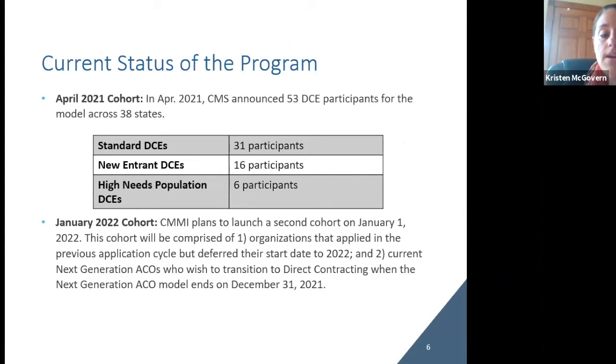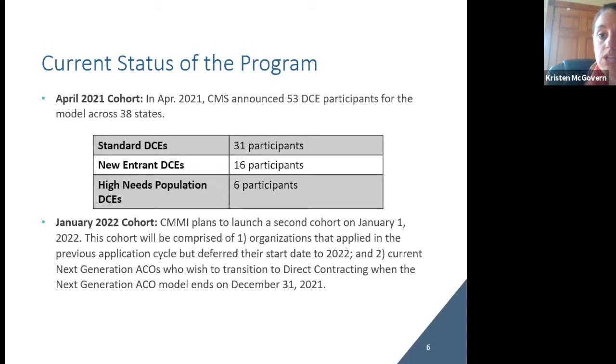You can see here the various DCE types. Overwhelmingly, most of the participants in the first cohort are standard DCEs, which means that they have experience working with the traditional fee-for-service population in the past. There are several, as you can see here, new entrants, which means that, again, they're switching. They don't have that historical fee-for-service experience, but they have provided care to other types of patients. And then you've got the high needs population DCE, which really focuses on those complex chronic conditions. CMMI also plans to launch a second cohort on January 1st, 2022.